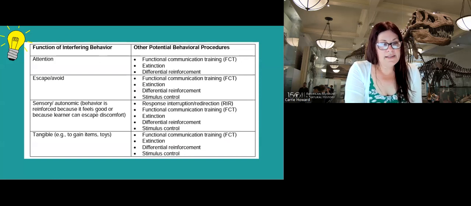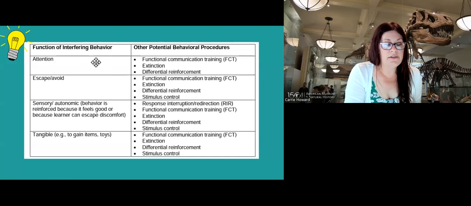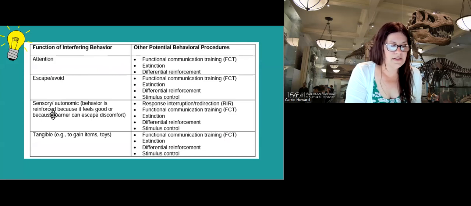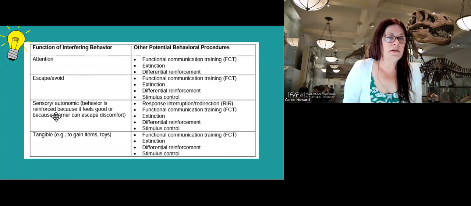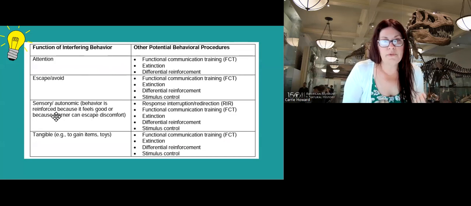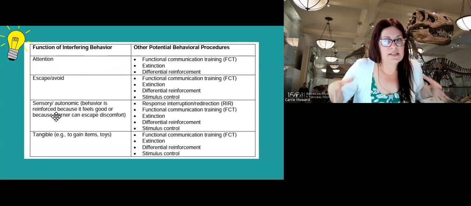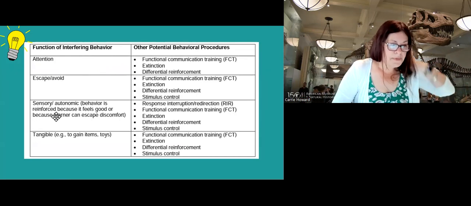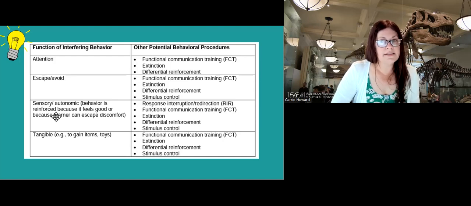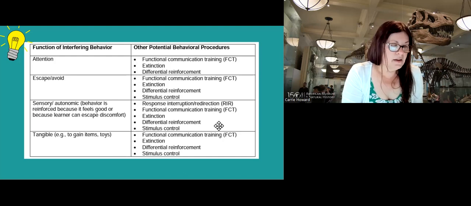Some ideas or examples of what a function of behavior might be: it could be for attention. It could be that the student's trying to escape or avoid a task. It could be that there's a sensory need. So the flapping of the hands could automatically reinforce the student because that's the input that he needs. It could be a tangible, because they want to gain access to a toy or something.